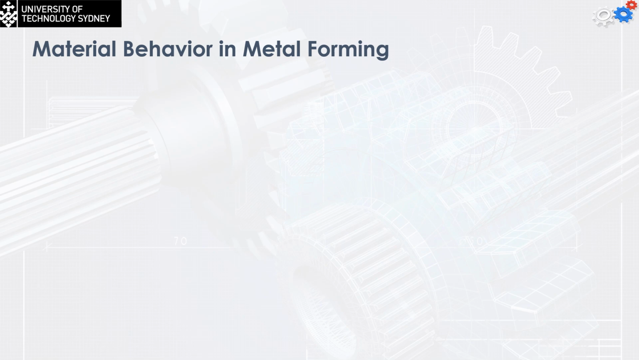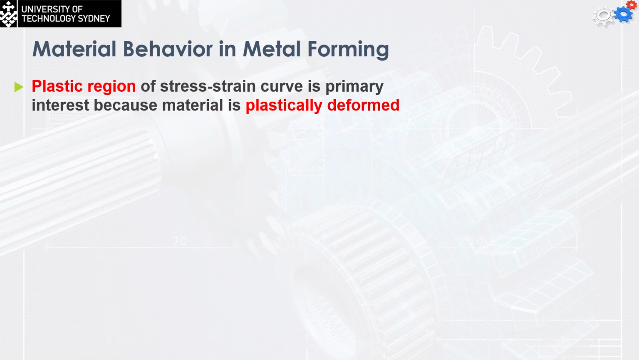Now, for the physics of the material behavior in metal forming, we are going to have some calculation questions, up to 6 calculation questions, and that will be part of the tutorial. So we start with the behavior of the material in metal forming.